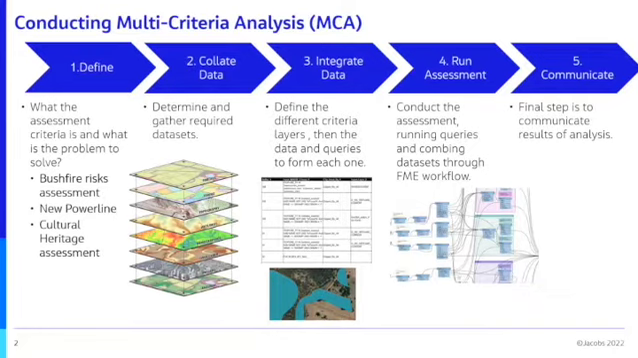So the first step, I'll go through this quickly because I'm sure a lot of you are very comfortable with this, is defining what you need to do and what the problem is you need to solve. So whether that's for bushfire risk assessment, deciding where to put a new power line, deciding where to do cultural heritage field work or do an ecology assessment, defining the problem you need to solve is the first step. Then you go away, determine what data you need, whether that's topography data, wetlands, demography data, planning, imagery, and all the rest of it.